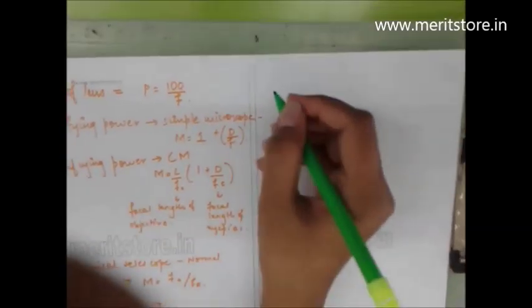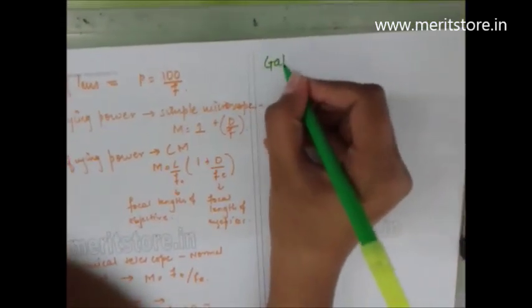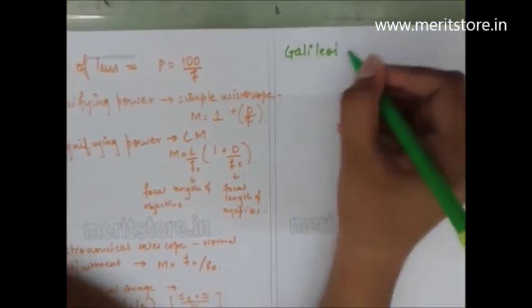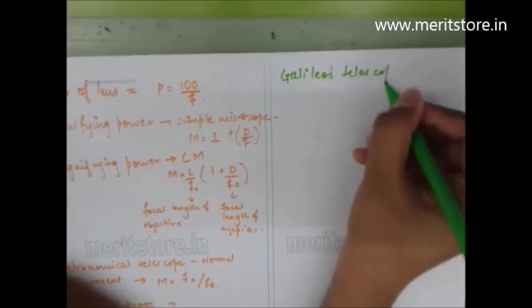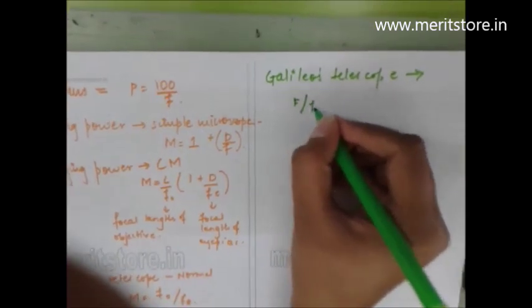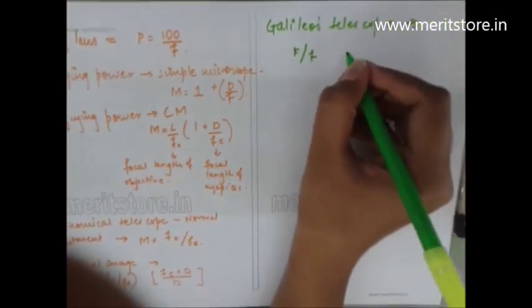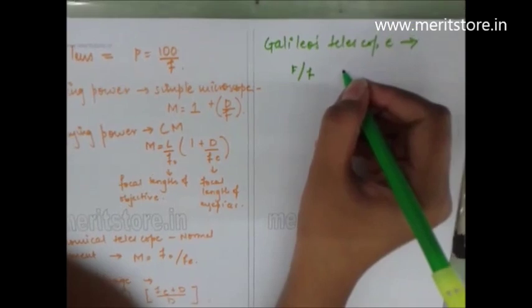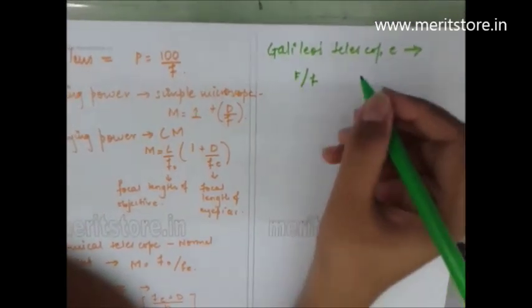The magnification power m of Galileo's telescope is f0 by fe, where the focal length of objective is divided by the focal length of the eye lens.